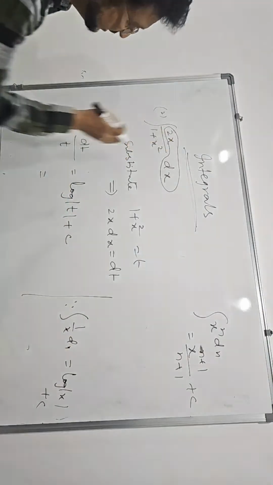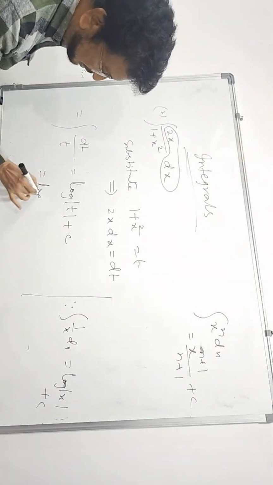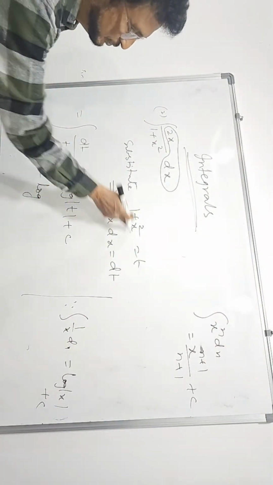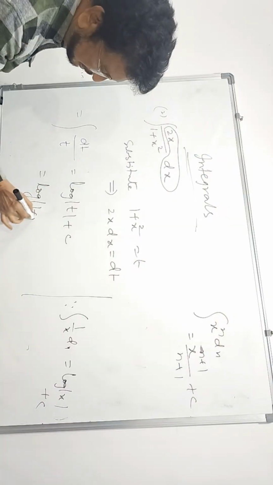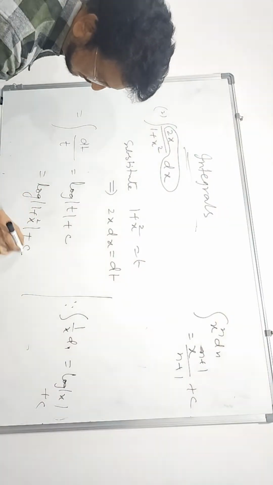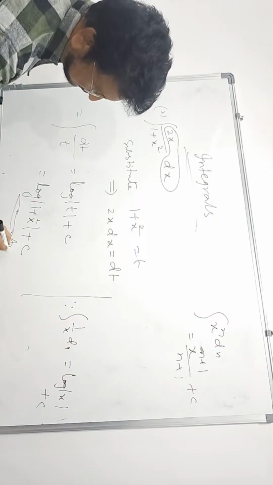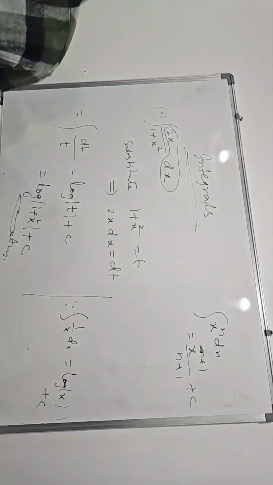But the question is in x, therefore the answer should also be in x. What is supposed? In place of t we shall substitute 1 plus x square, plus c. This is the answer of the given question. Okay.